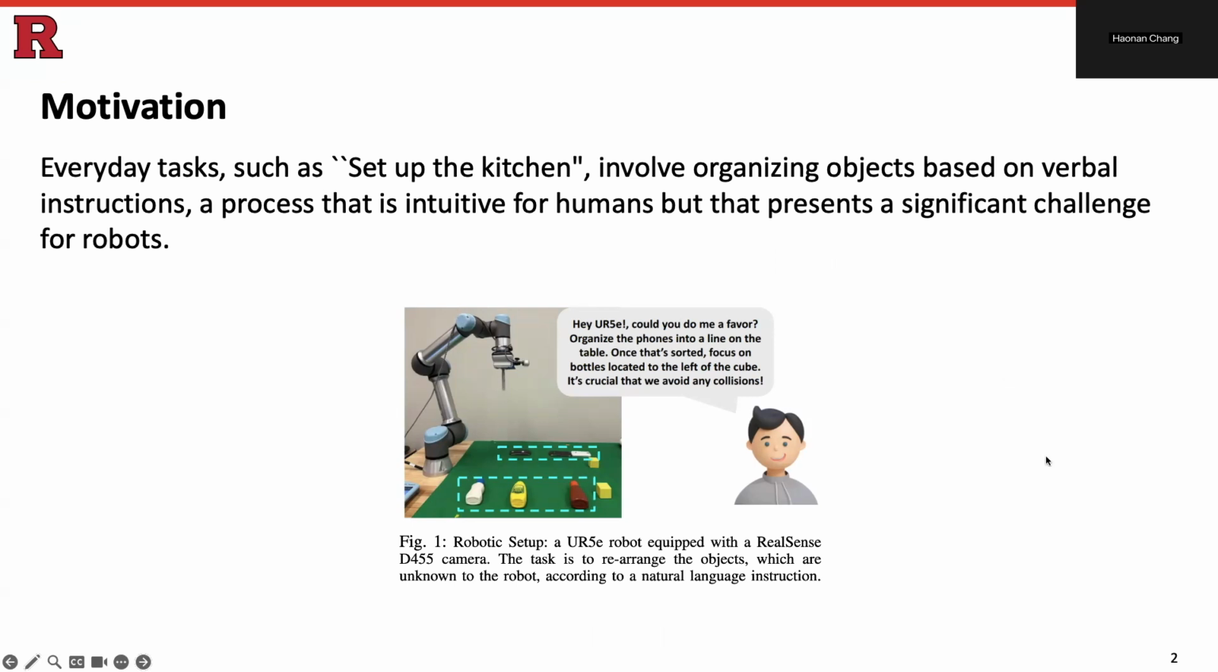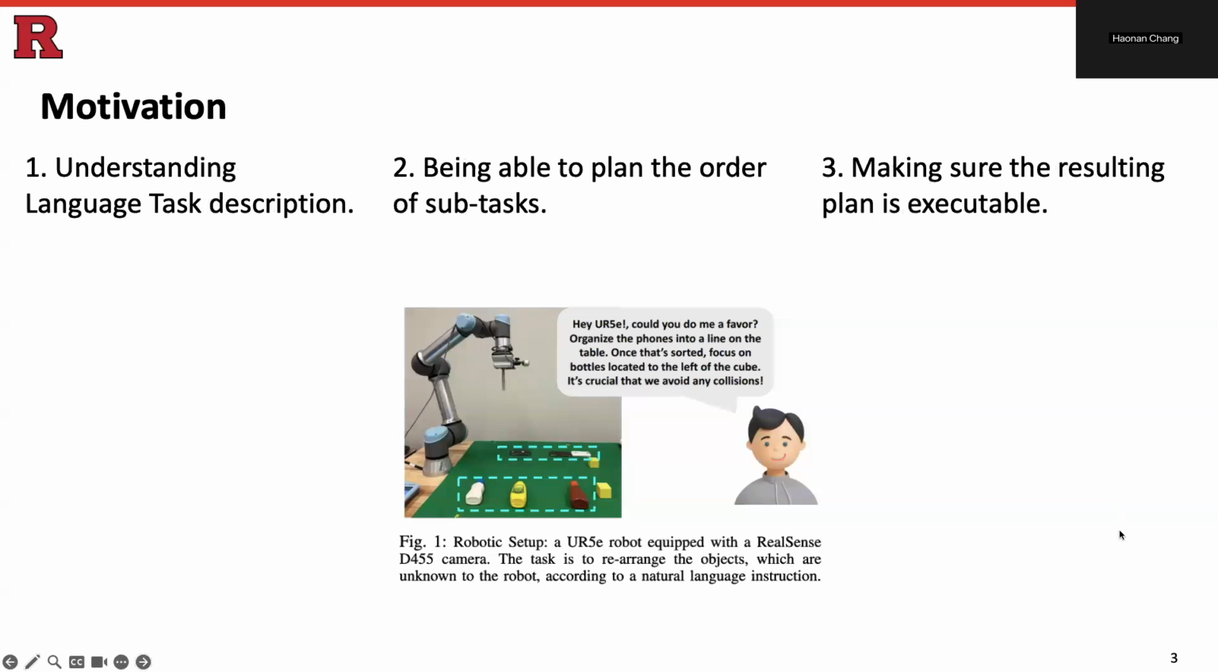For example, here I'm asking the UR5E, organize the phones into a line on the table. Once that's sorted, focusing on the bottles located to the left of the cube, it's crucial that we avoid any collisions. These simple examples show many different challenges.